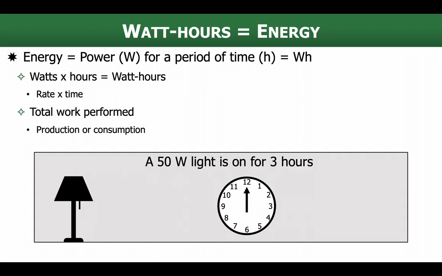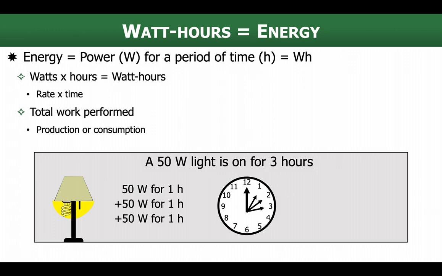Here's a quick, easy example. We've got a 50-watt light. So the power rating of the light bulb is 50 watts. Whenever it's on, it's always consuming 50 watts of power. And we're going to say this light is on for 3 hours. So for the first hour, it uses 50 watts. Second hour, 50 more watts. Third hour, 50 more watts.